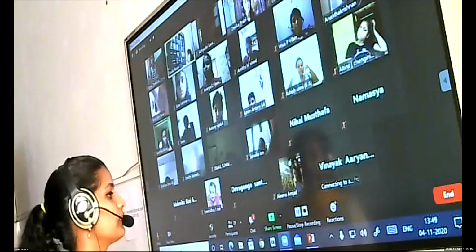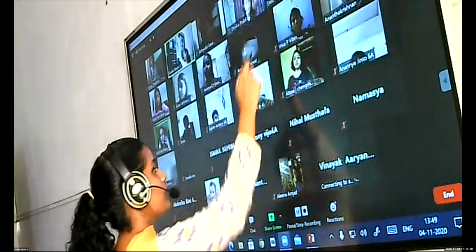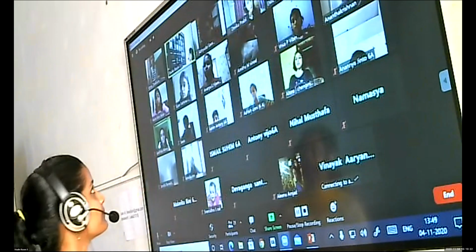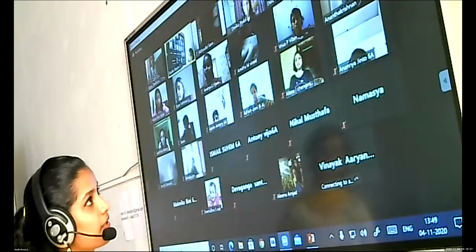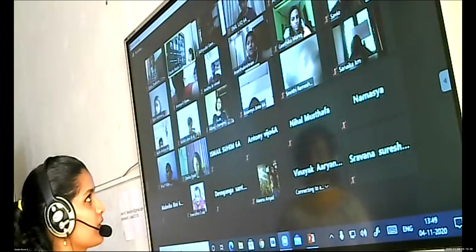What did we learn in the last class? We studied the functions of leaves. Ananda Krishnan, what are the functions of a leaf? Respiration, photosynthesis, and transpiration. Very good.